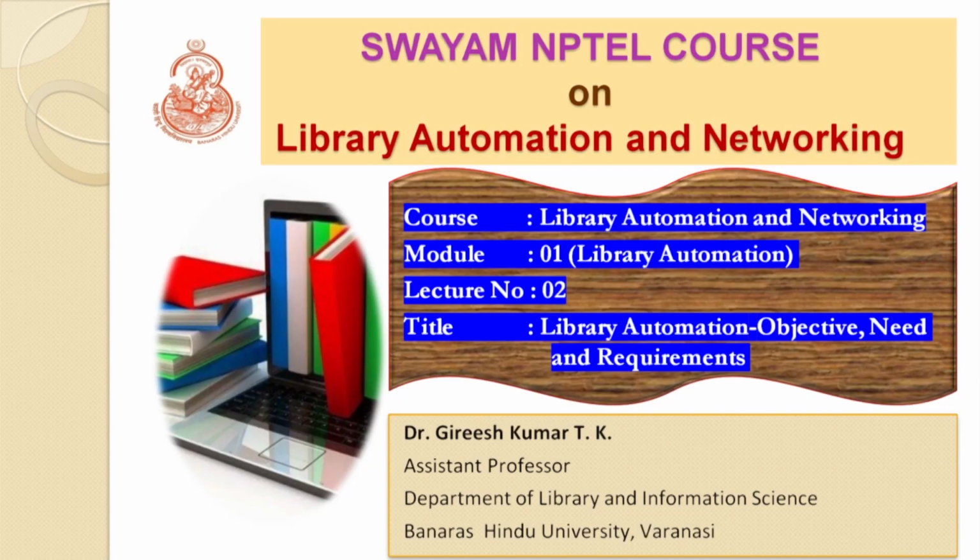This is first week, first module Library Automation, lecture number 2, Library Automation, Objectives, Needs, Purpose and General Requirements. Dear learners, in last session we have already discussed what we mean by automation and what is the difference between automation and library automation, what are the different characteristics of library automation, its basic meaning, concepts, and different definitions given by different personalities on library automation.